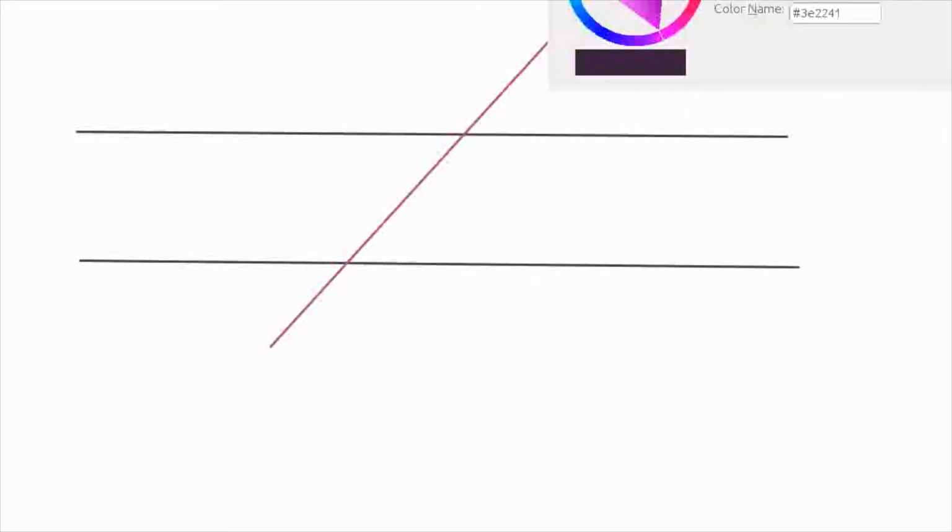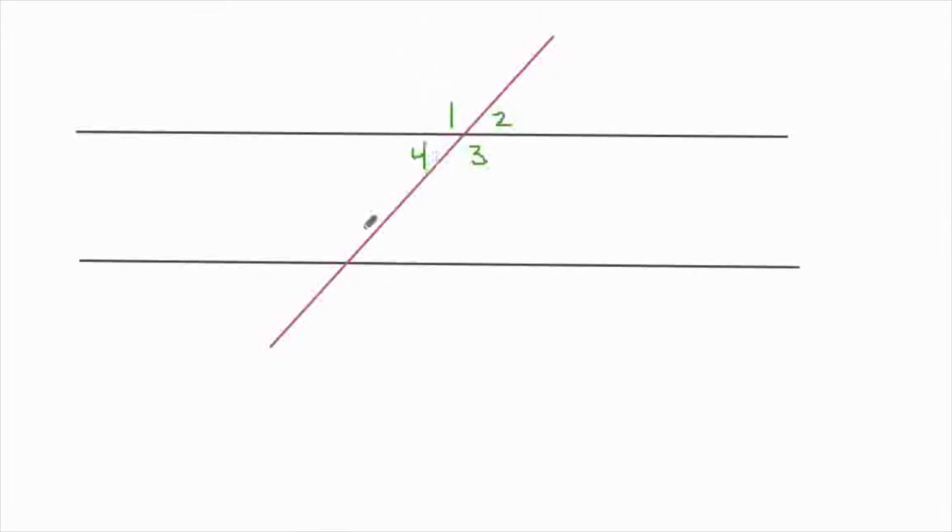and let's make a transversal that cuts both of those. And so the angles are, we'll just give them, maybe they aren't the most creative names in the world, but let's just call them angles 1 through 8.